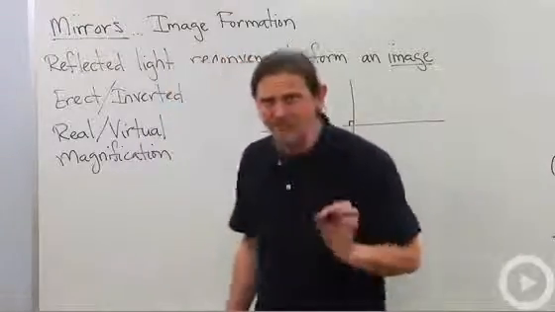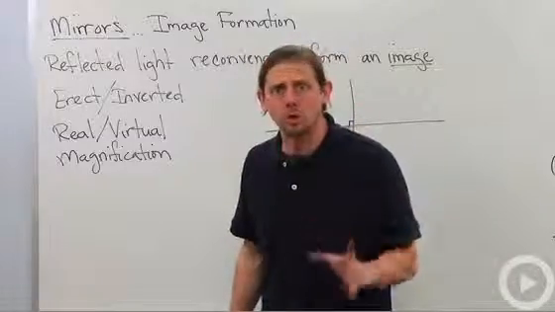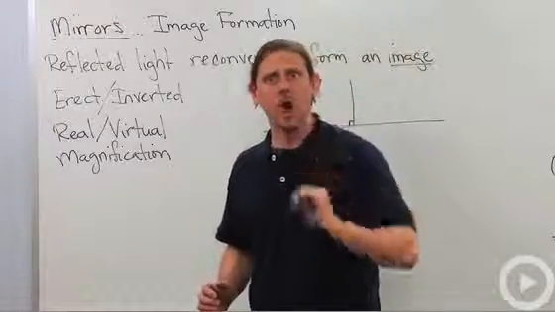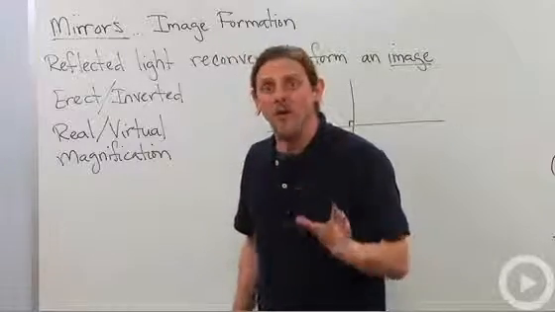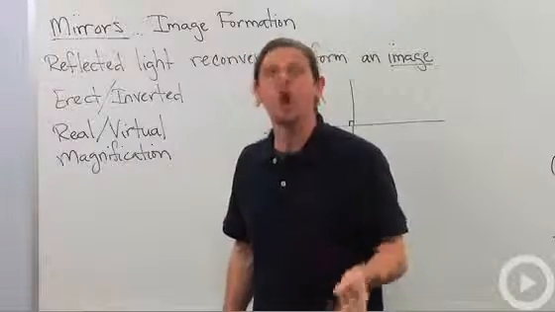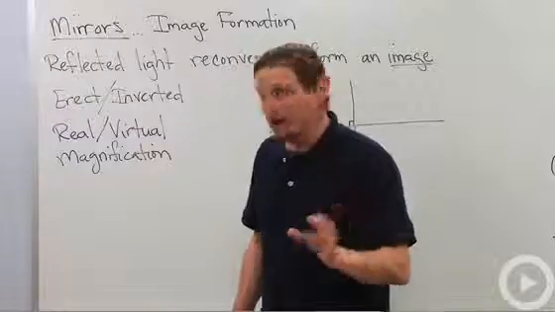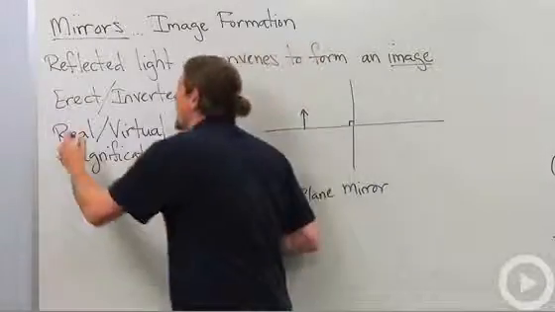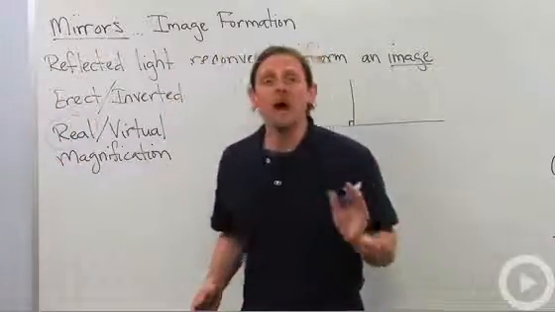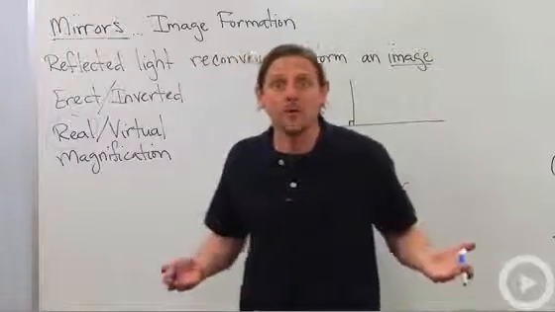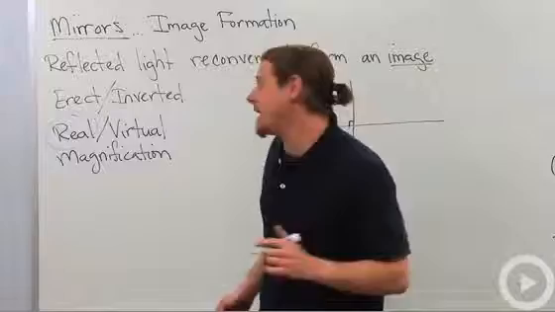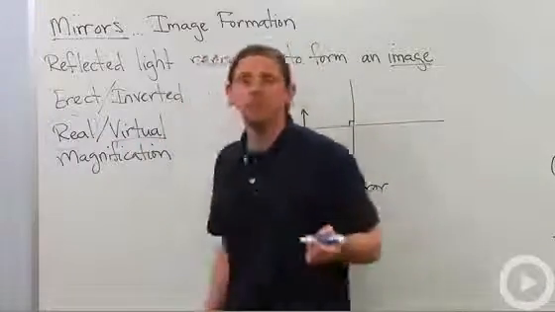Now, if light actually goes through the image so that it reflects off and it comes back through and reconvenes, then we call that image real. Okay? That image is real. If, on the other hand, it just looks like there's an image, and in fact the light never reconvened at all, then that image will be called virtual.